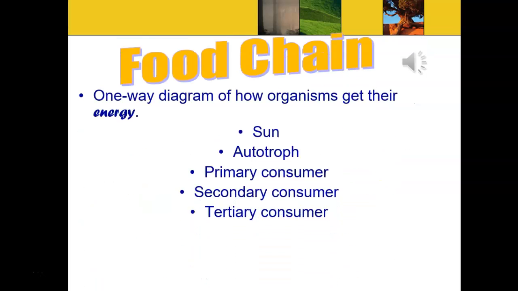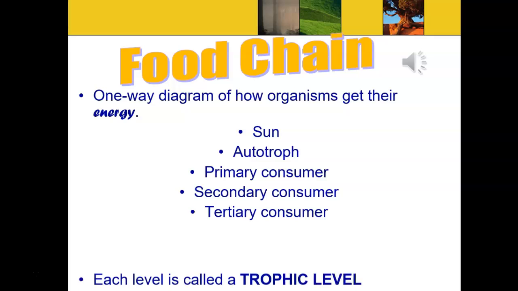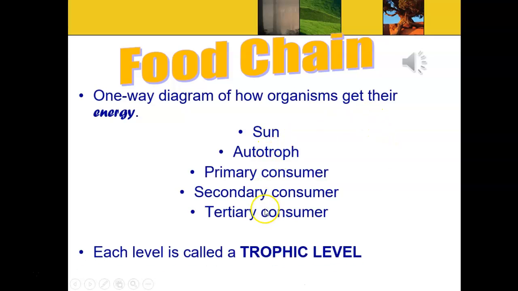A food chain just represents a one-way diagram of how organisms get their energy, showing what is being eaten by whom. Each level here is called a trophic level. So we start with the sun. The autotroph gets its energy from the sun. A primary consumer eats the plant or the autotroph, getting its energy from the autotroph. A secondary consumer then eats the primary consumer, getting its energy from that. And then a tertiary consumer eats the secondary consumer, and it gets its energy from that.